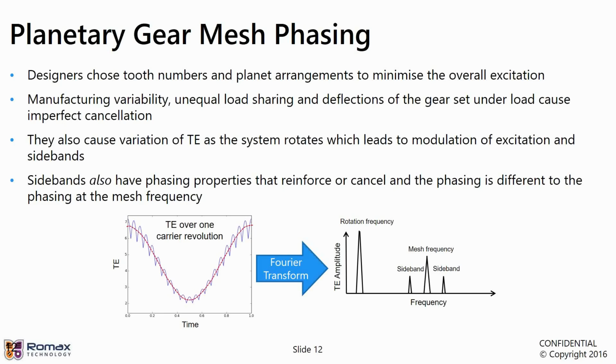Now, we talked about the phasing of the gear meshes. Sidebands also have phasing properties, and so different sidebands can also reinforce or cancel as well. But those phases are different from the phasing at the mesh frequency, and they're different from one sideband to another. So we also need to think about that when we're trying to predict these things.